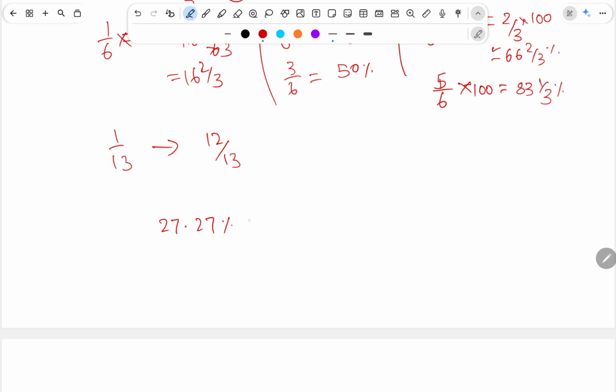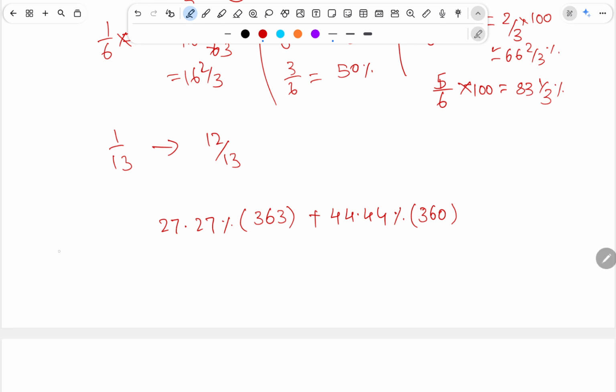27.27 percentage of, say we take 363, plus 44.44 percentage of 360. So what is the answer? Most of them will try to do it like 27.27 percentage means by 100. They won't get the answer if they do it like this. Then how to do that?